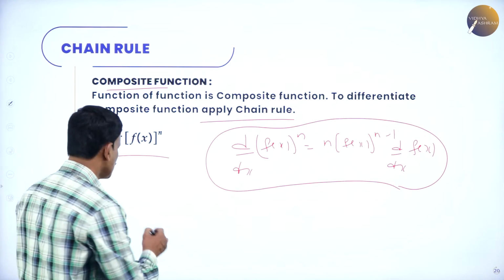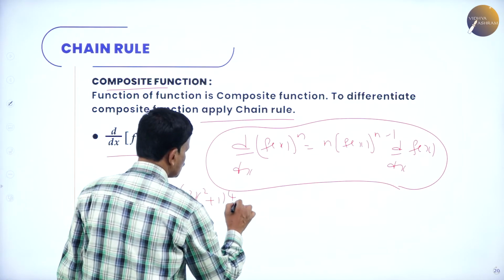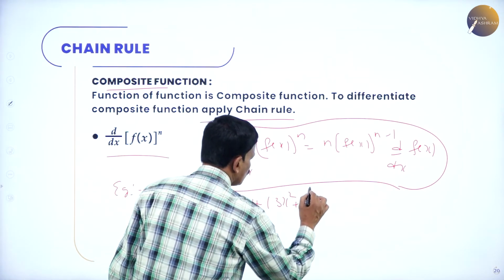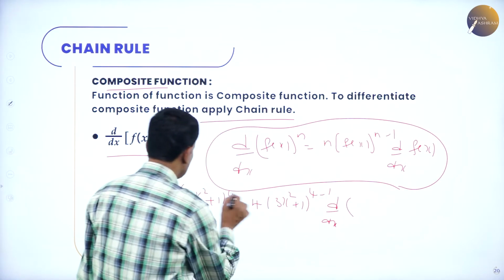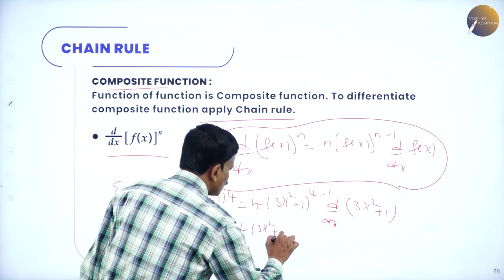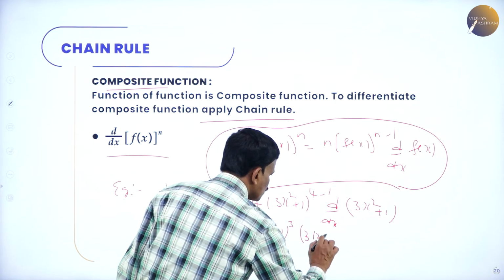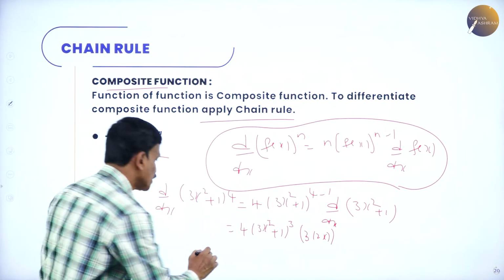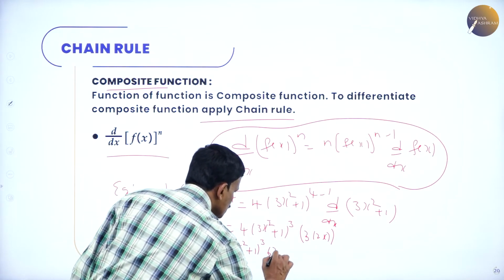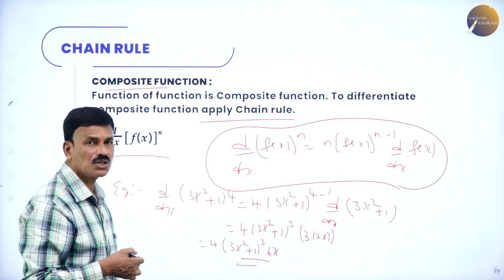Now, let us come to an example. Let us take for example d by dx of 3x square plus 1 whole raised to 4. This is f of x to the power of n. What is n? n is 4, into 3x square plus 1 whole to the power of 4 minus 1, into d by dx of the inside function, that is 3x square plus 1. So this is 4 into 3x square plus 1 whole to the power of 3 (4 minus 1 is 3), into 3 as it is. Differentiation of x square is 2x. So if you want, you can multiply. This can also be written as 4 into 3x square plus 1 whole cube into 3 2s are 6x, or if you want, you can multiply 6 4s are 24x into 3x square plus 1 whole cube. This is how we are going to differentiate.